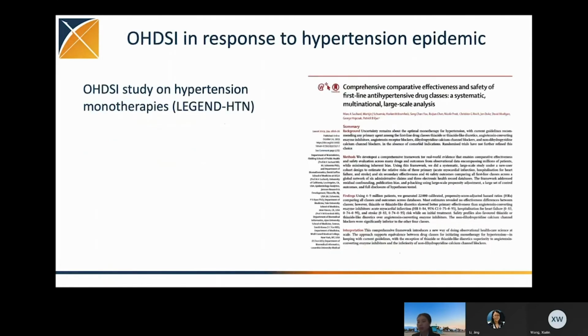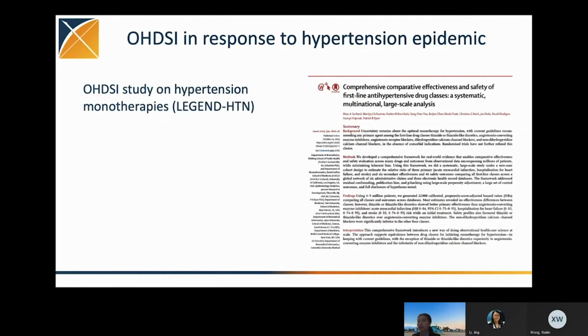A global epidemic requires a global response. Odyssey is a multi-stakeholder, interdisciplinary collaborative to bring out the value of health data through large-scale analytics. It is in an ideal position to provide high-quality evidence in response to the hypertension epidemic.